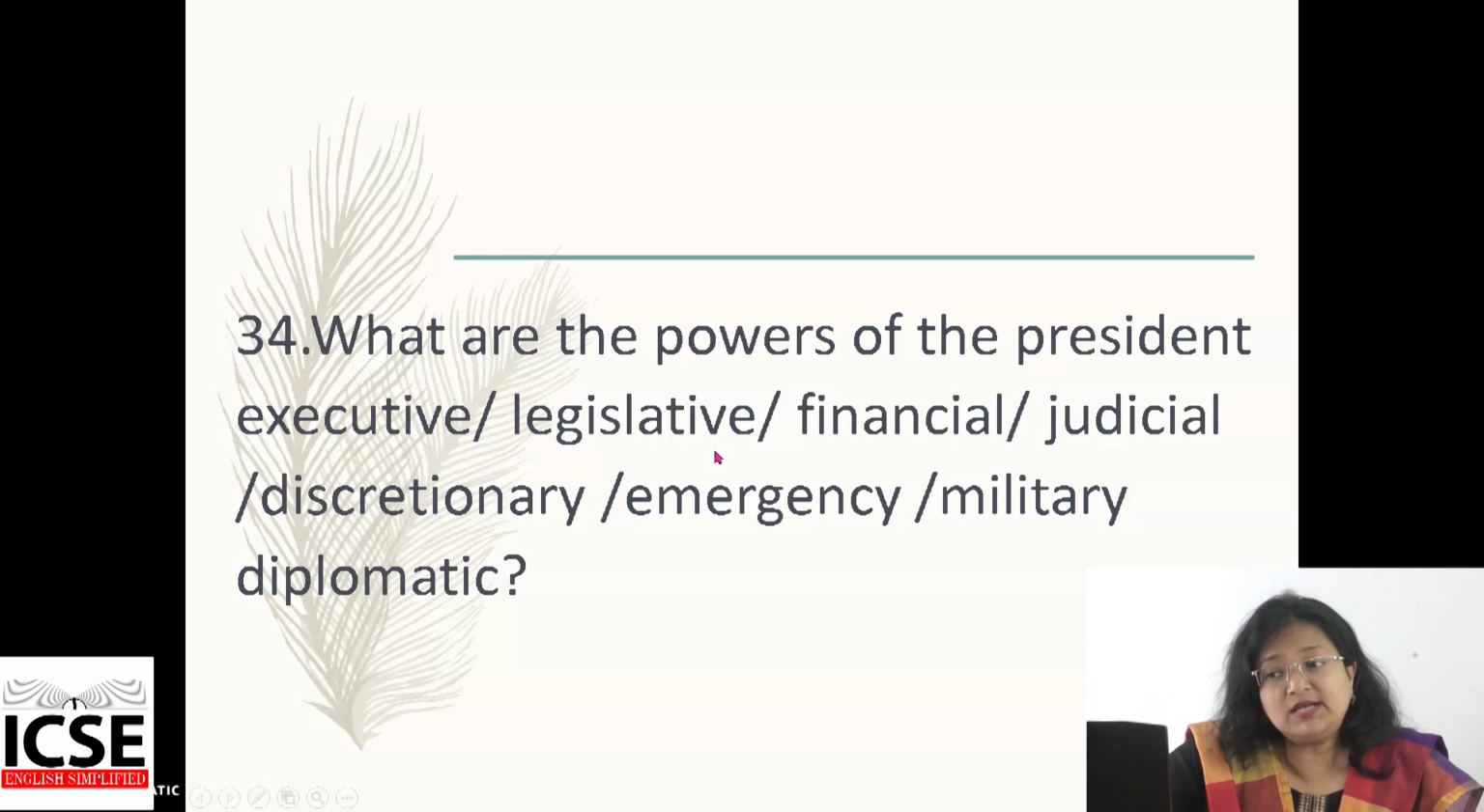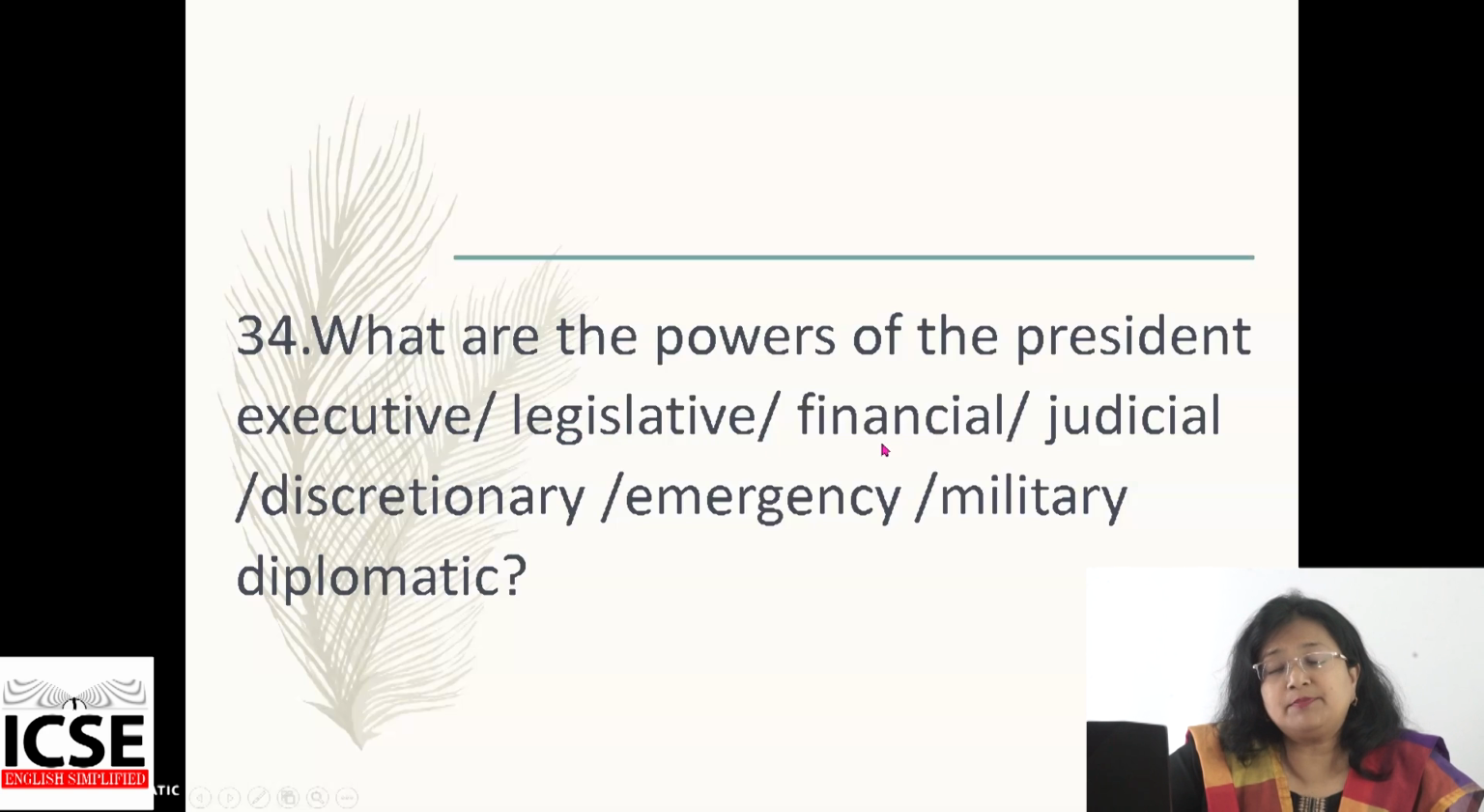When you come to legislative powers, remember legislative means law. When it comes to making laws, what are the powers that are enjoyed by the president? So first, you can write he can summon and prorogue the parliament. He can send messages to the parliament. He can nominate 12 members to the Rajya Sabha, and 2 members to the Lok Sabha from the Anglo-Indian community if they are not adequately represented. Then his assent is required for a bill to become a law. He can issue an ordinance. All these come under legislative powers. You cannot mix and write something else. It has to be correct.